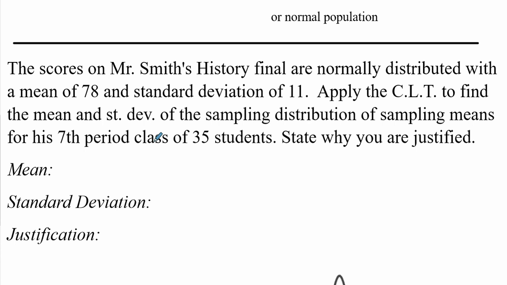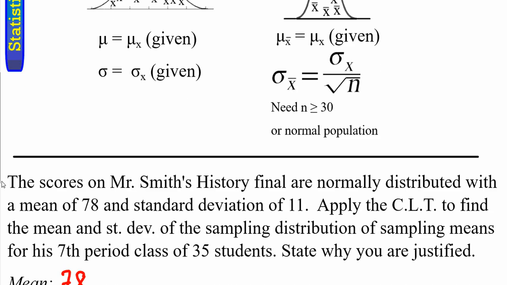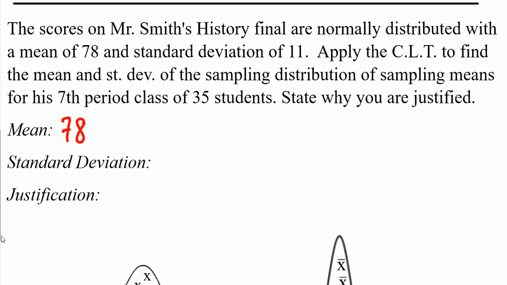So the mean, well, if the average of all of his prior tests had been a 78, then we would expect the mean for his 7th period class to also be a 78. So the mean should not change, and that's what was set up here. We would expect that whatever the mean's been for the population, it would be that for a bunch of different samples. What would the standard deviation be though?